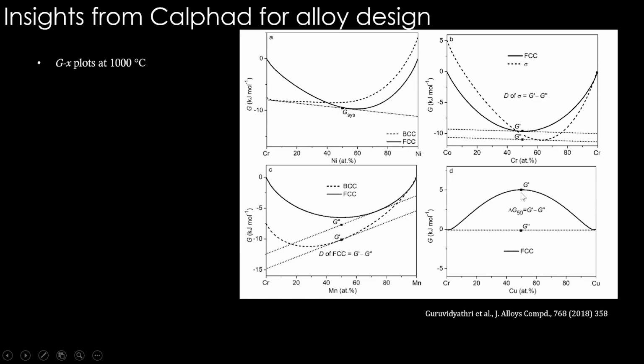If at all that FCC breaks into two different FCCs of this composition and this composition given by this common tangent, then the system will be stable. So the distance between this and this is quantified here as delta G50. It is the tendency to unmix. If this tendency is small, then unmixing will be less. What if this tendency is small and we add other FCC stabilizing elements? Then it is easy to suppress this tendency to unmix and make the elements mixed in a concentrated manner. And that is possible.